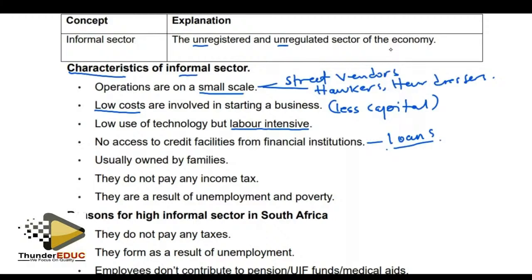So it goes on like that. They do not pay any income tax, like we mentioned. They're not registered by SARS, so they don't contribute positively to the GDP or to the economy. They are a result of unemployment and poverty, meaning that most people are into informal businesses because they fail to get formal jobs, and also they're in poverty. So this forces them to start these small businesses as a way of surviving.